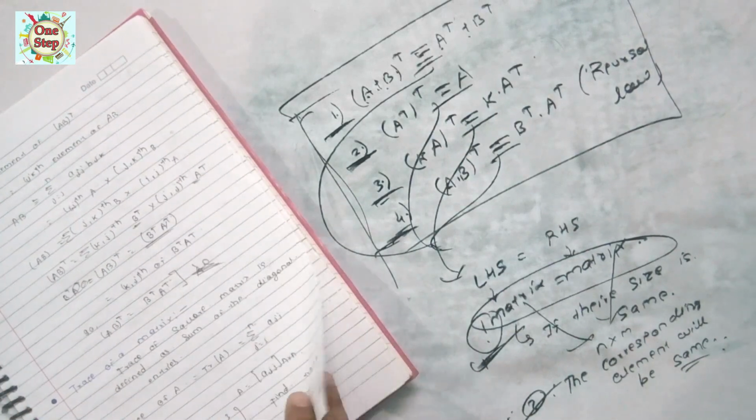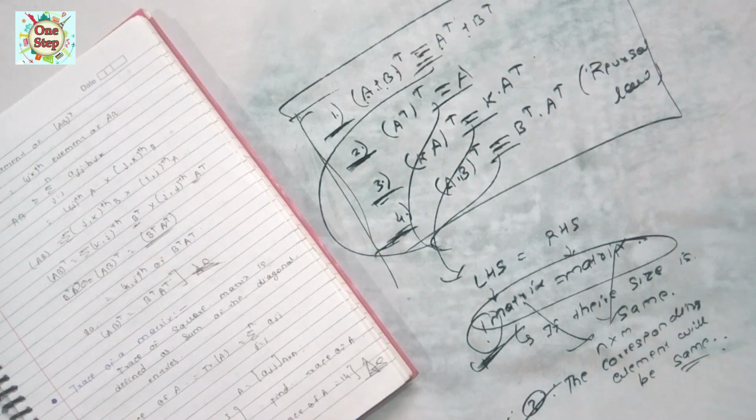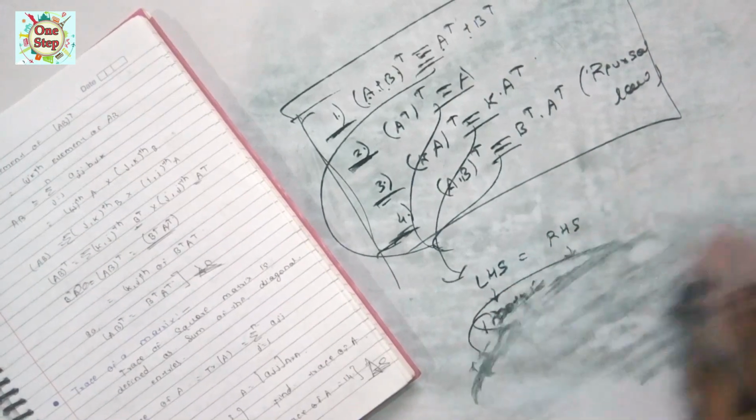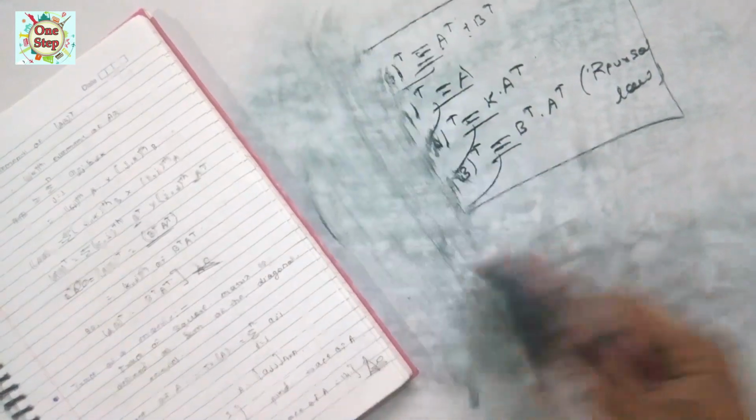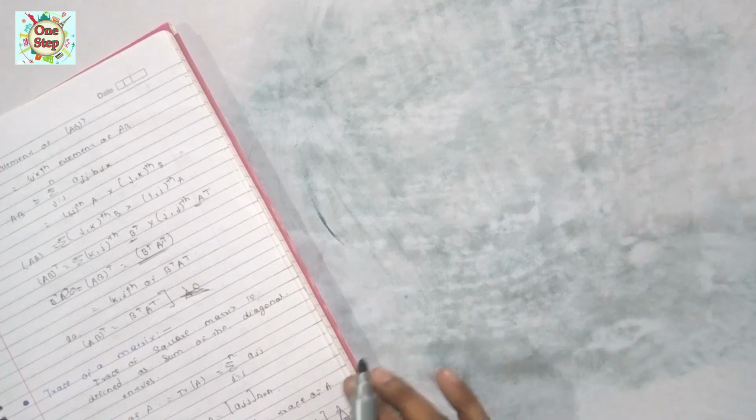Okay, on moving further, there is a topic named trace of matrix. Trace of matrix is not rocket science. It is also a very small topic, or we can say a very small thing. So here we can think about what is the trace of a matrix. Trace of matrix is nothing but the sum of the main diagonal elements.